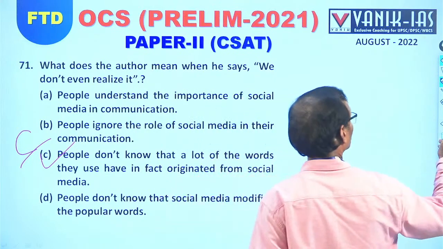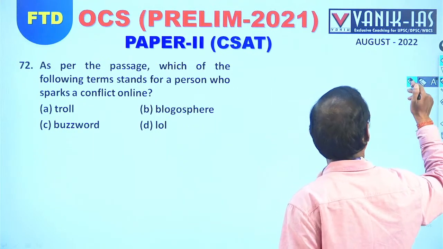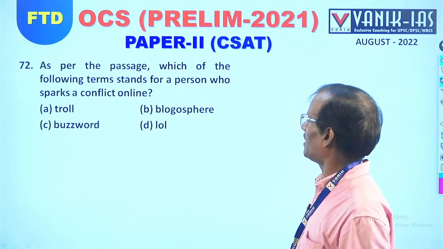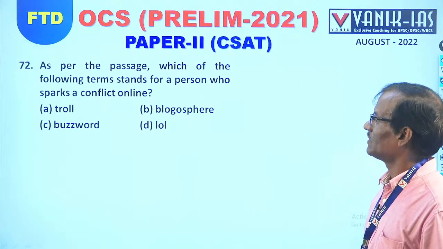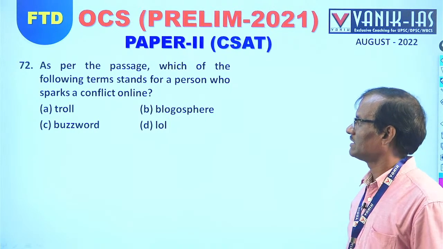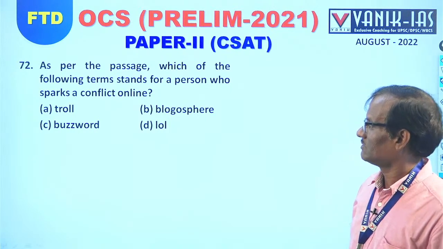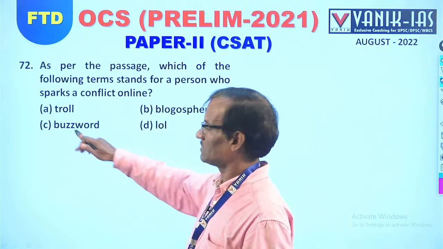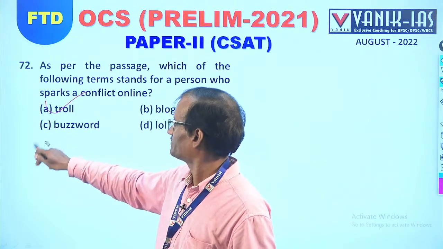72. As per the passage, which of the following terms stands for a person who sparks a conflict online? That is 72 A, troll. That is the answer, A.